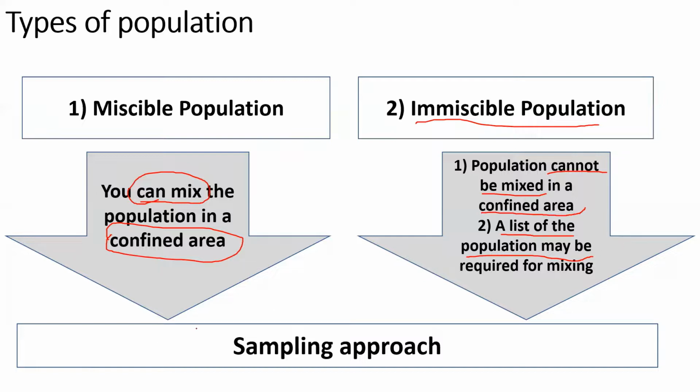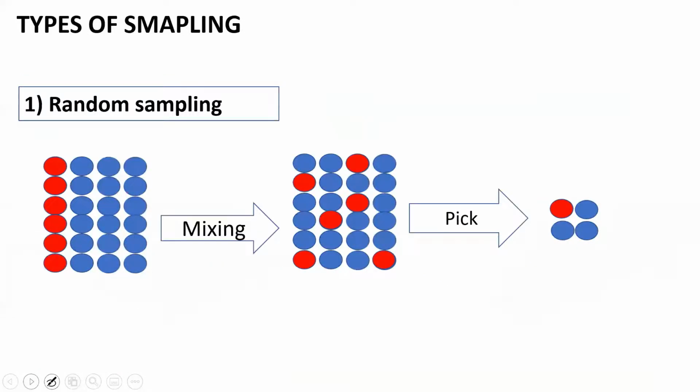Okay, so that's it. So miscible and immiscible population. You can think about many other examples. So now that we've seen the two types of population, we need to look at the types of sampling. The first one that I'm going to look at is random sampling.